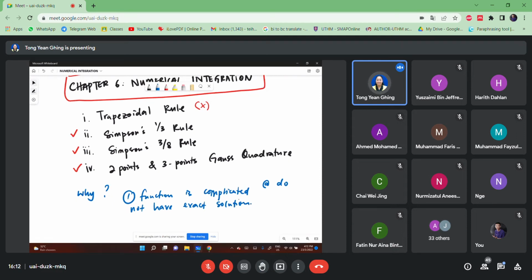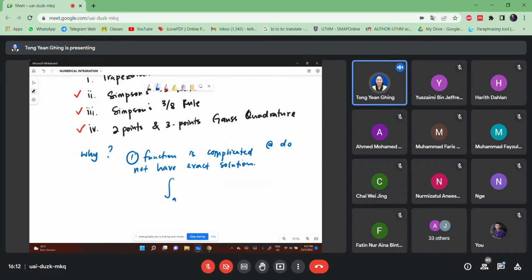For example, let's say we have this one, a, b, right? This is a value, square root. When you have a square root like this, you don't have the exact solution. It can be positive, can be negative, or I'm not sure. So we don't have the exact solutions, so we can use numerical integration.